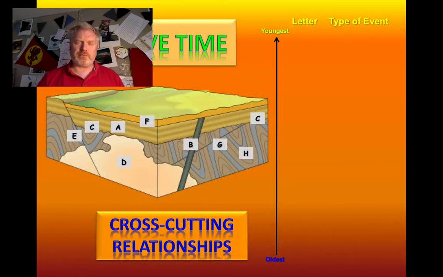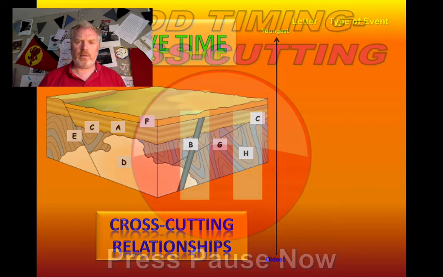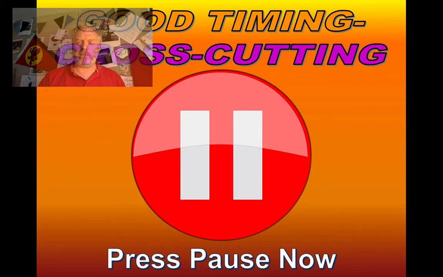So what I want you to do is to actually have a go at applying this. I've given you on page 16 of your booklet a block diagram like this. Each of the features on this has been given a letter. What I'd like you to do is work out the age of these individual events. Remember, the oldest is at the bottom, the youngest is at the top. Can we also identify what type of event it is? What type of thing is being shown by each of these letters? So press pause now and have a go at that.